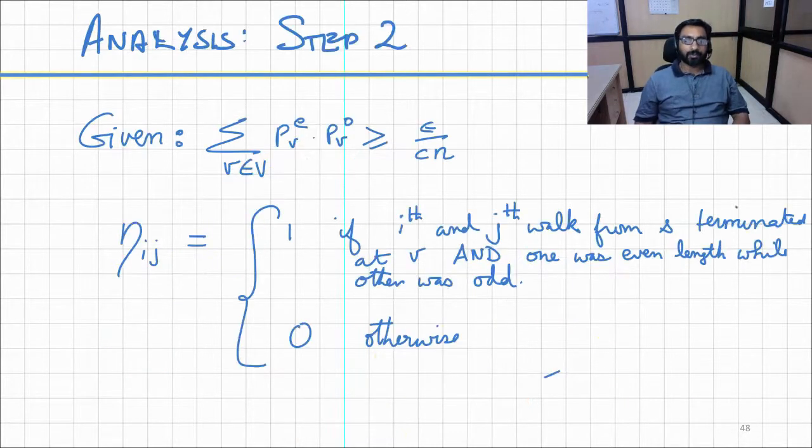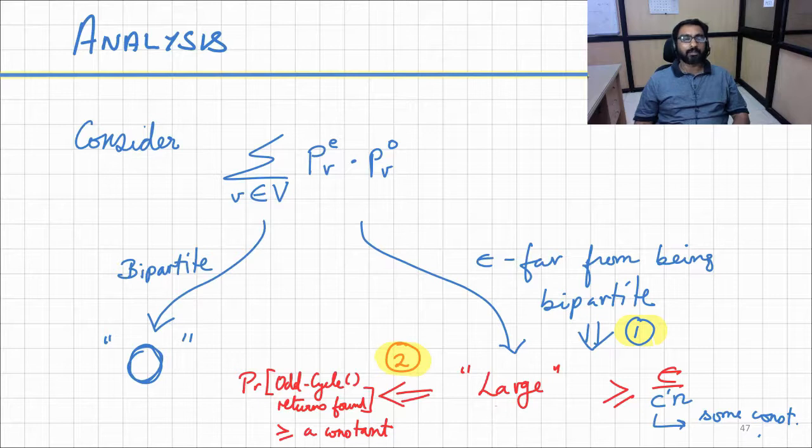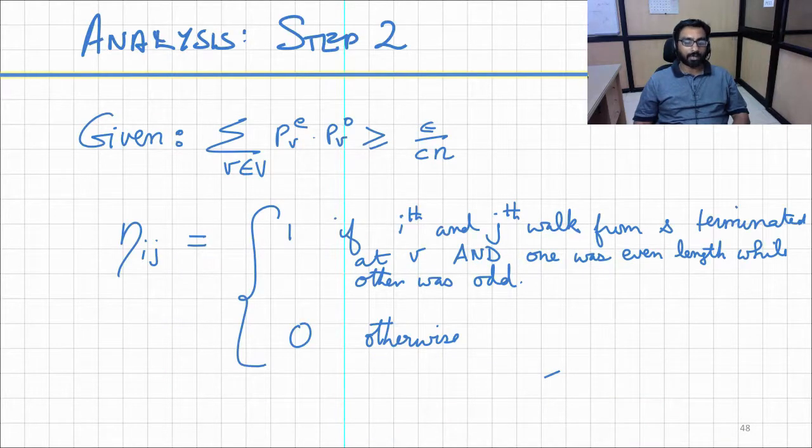Okay, so now let's move into step 2 of the analysis. Just to remind ourselves, we are given that the summation over all V, PVE times PVO, is greater than or equal to epsilon over Cn. And we need to show that the odd cycle function will, with good probability, find an odd cycle, and therefore return that it's found one.